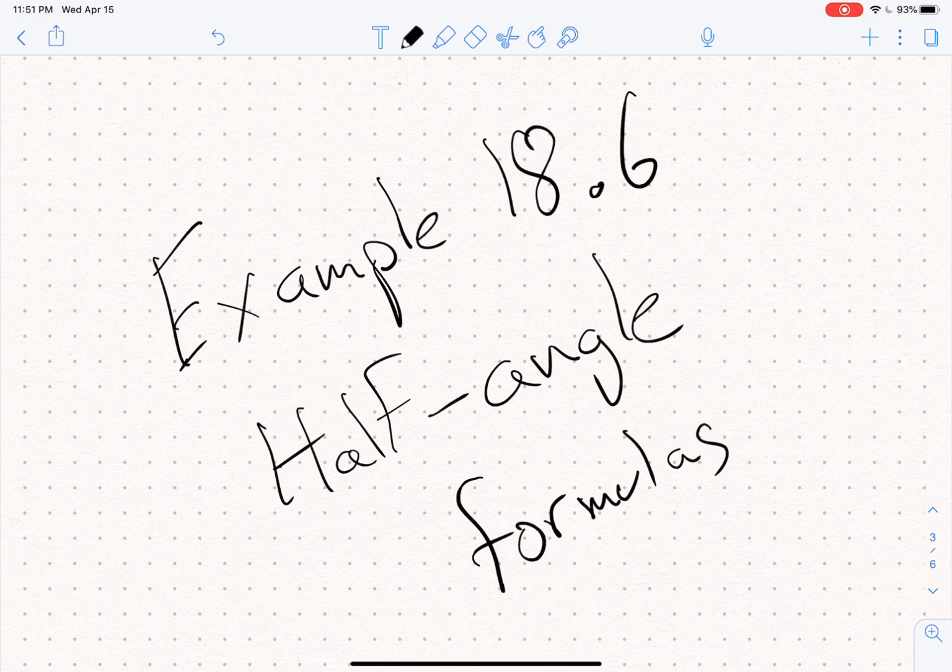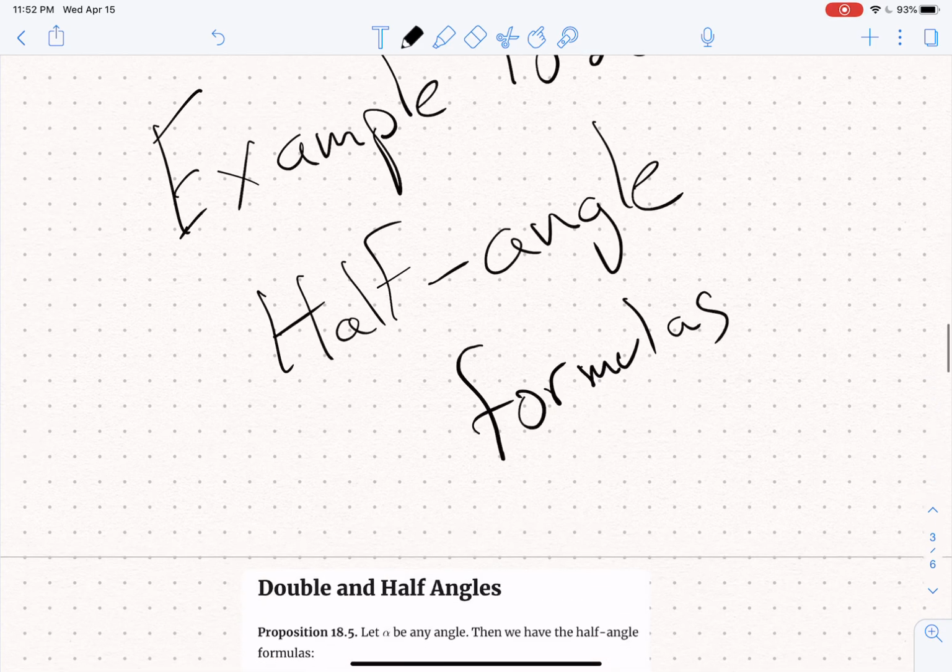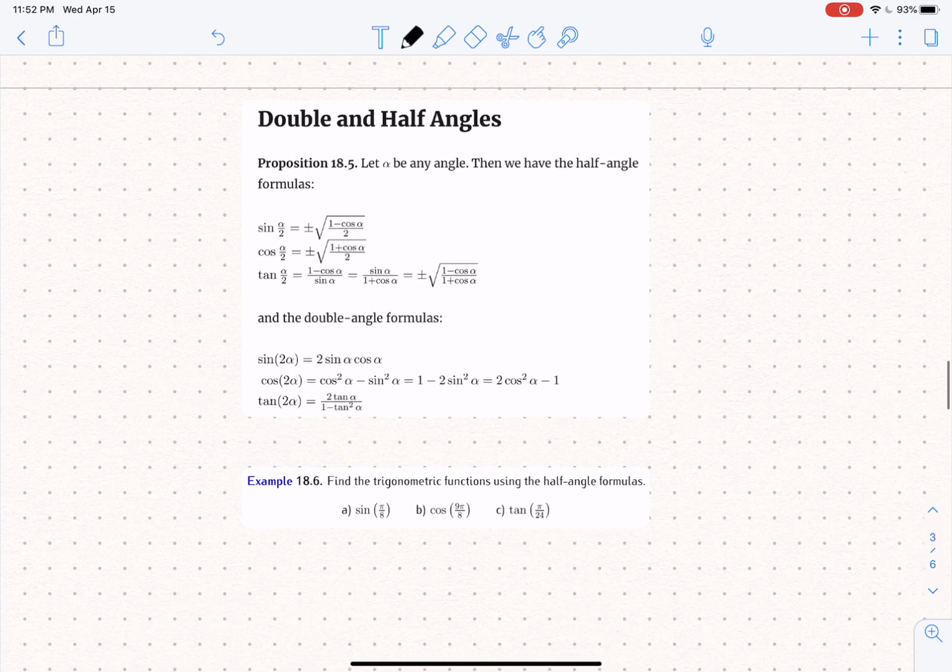Hello, everybody. Welcome back. We're going to do now example 18.6, and this is applying the half-angle formulas. And what you're going to see is the half-angle formulas are similar to the angle addition-subtraction formulas. In certain ways, they're simpler, but there's an added complication, and that has to do with the plus-minus. We'll get to that. Okay, so here are the formulas, double and half angles.